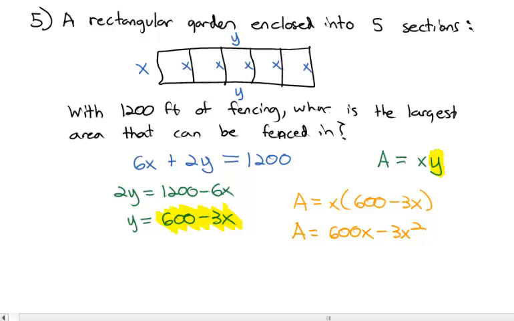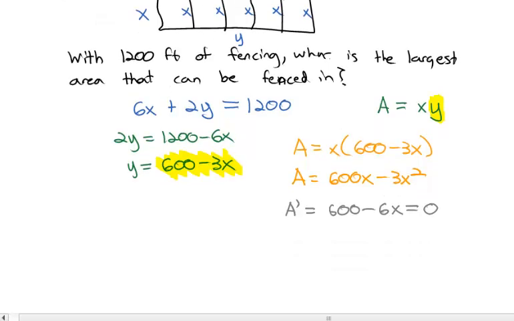And from here it should be pretty routine. Take the derivative and set it equal to 0. The derivative is 600 minus 6x. We make that equal to 0. Add 6x to both sides. Divide by 6, and x is equal to 100. The short side that's repeated over and over again needs to be 100 feet long.